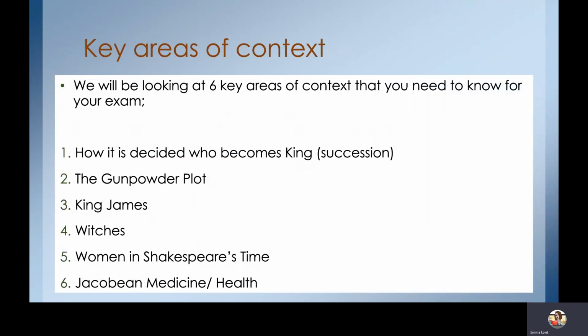So I'll be looking at 6 key areas in this video. First of all, how it is decided who becomes king next. So I'm going to be talking about the rules of succession. Then we're going to talk about the gunpowder plot and how important that was as an influence on this play. Then a little bit about King James. Then we need to talk about witchcraft and witches. Then about women in Shakespeare's time and patriarchy. And then finally about what medicine and health was like in the Jacobean era.